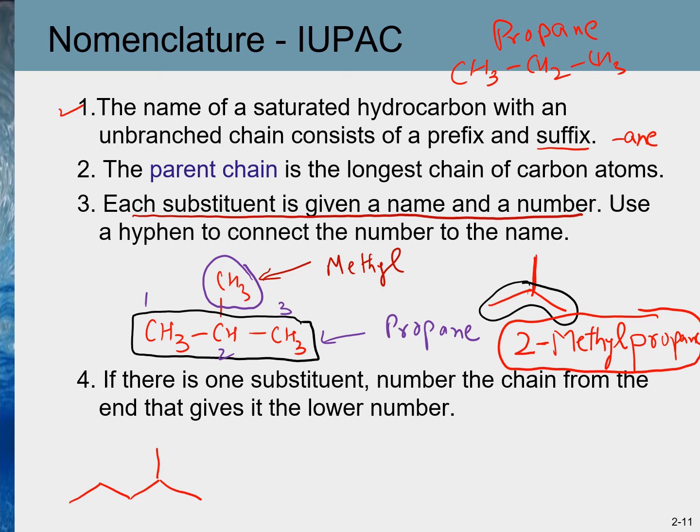Okay, so in this case also, we first need to identify the longest chain. The longest chain is this one, and if we count the number of carbons in the longest chain, it will come out to be 1, 2, 3, 4, and 5. And now we have a substituent. Let me write the same compound one more time.